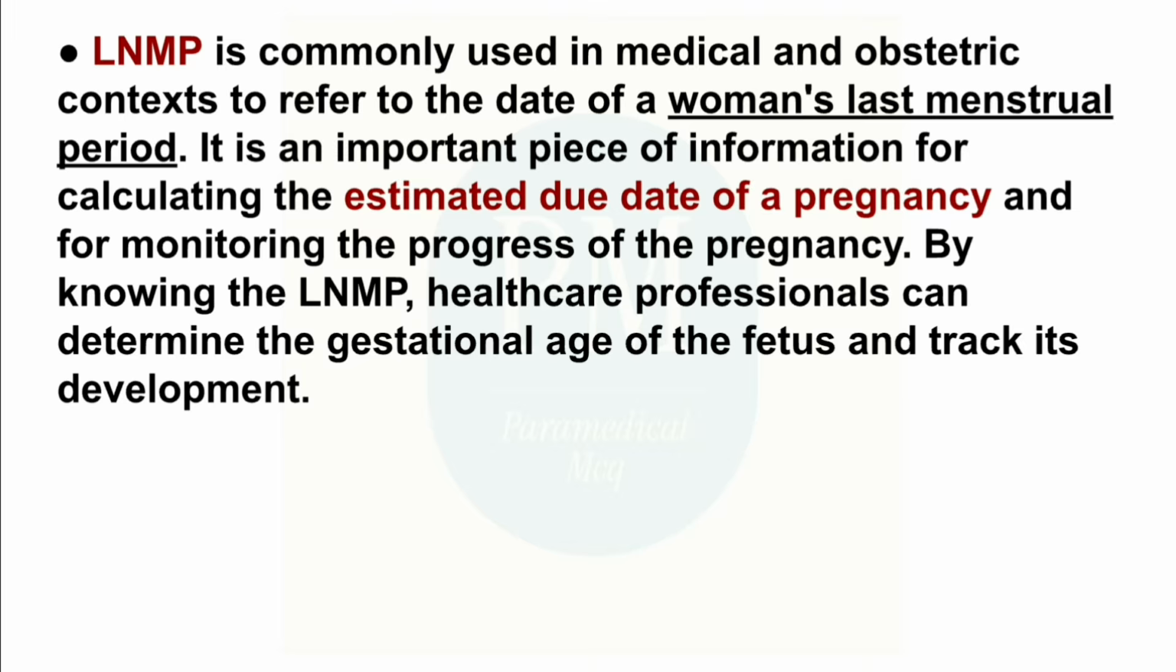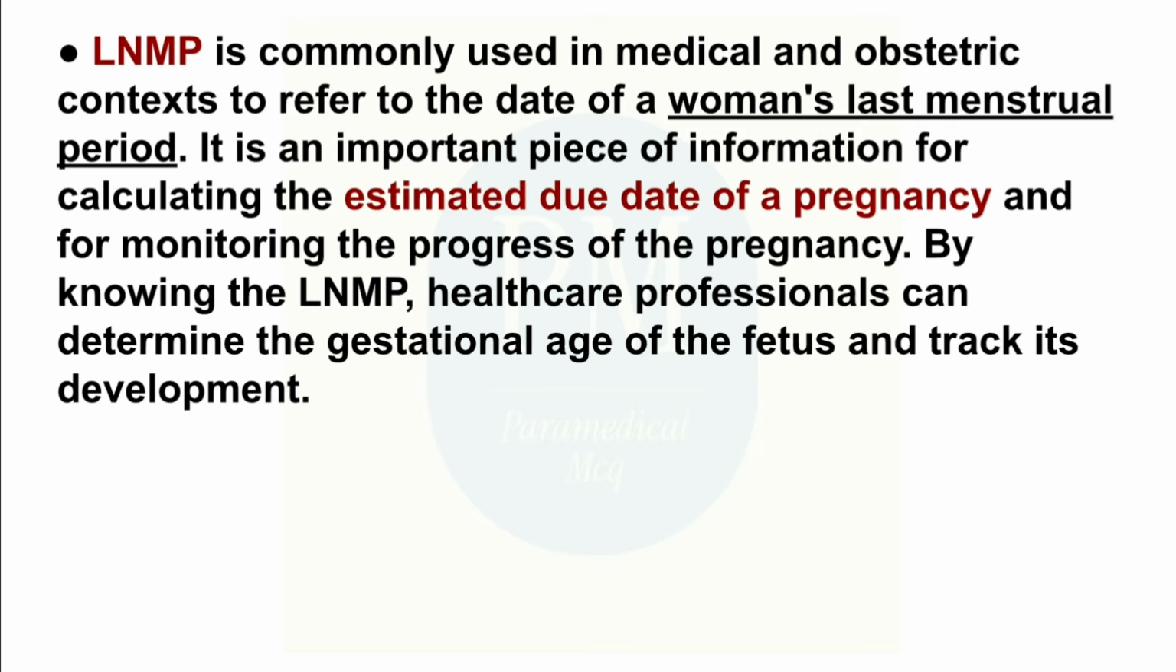LNMP is commonly used in medical and obstetric contexts to refer to the date of a woman's last menstruation period. It is an important piece of information for calculating the estimated due date of a pregnancy and for monitoring the progress of the pregnancy. By knowing the LNMP, healthcare professionals can determine the gestation age of the fetus and track its development.